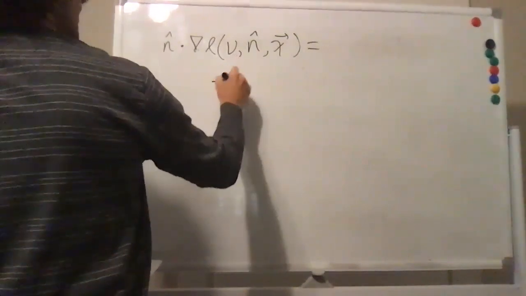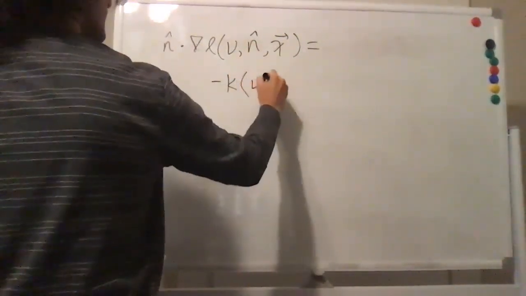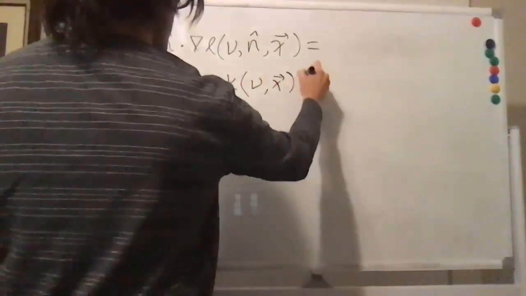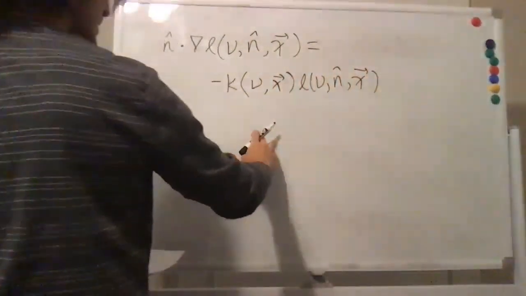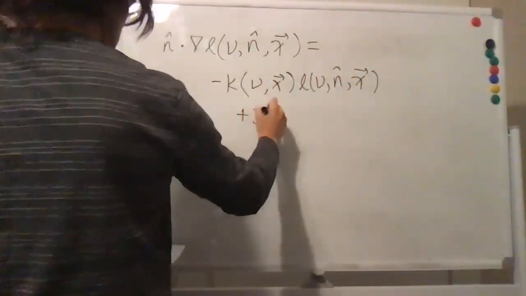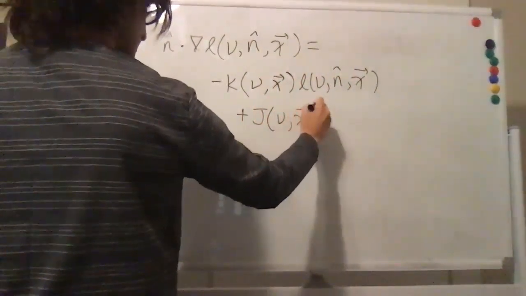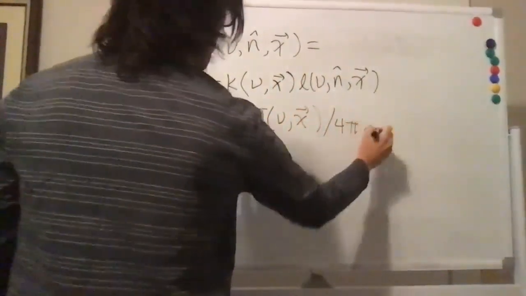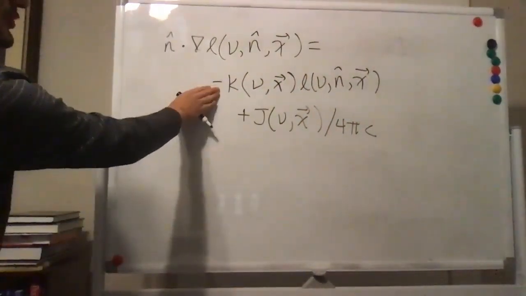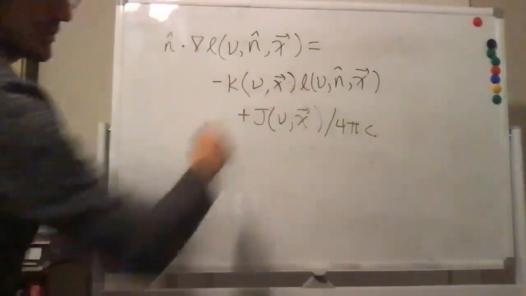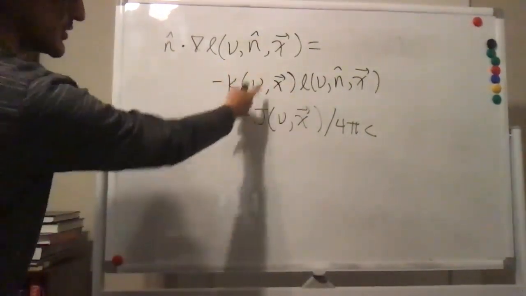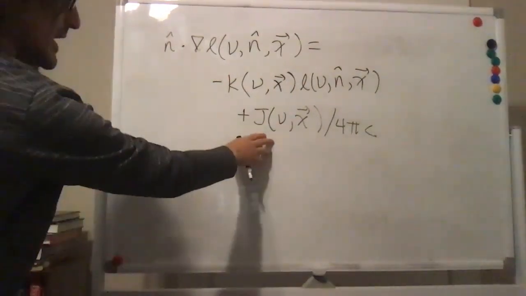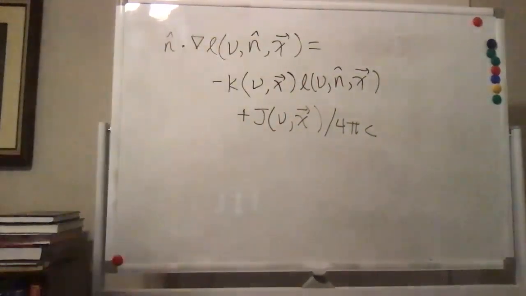It's minus k. Right, so we have the absorption part, and the absorption depends on the energy density. So if you have no energy density, then no matter what the absorption is, this term is going to be zero. And the emission. And this is the gradient, so it's in three dimensions.